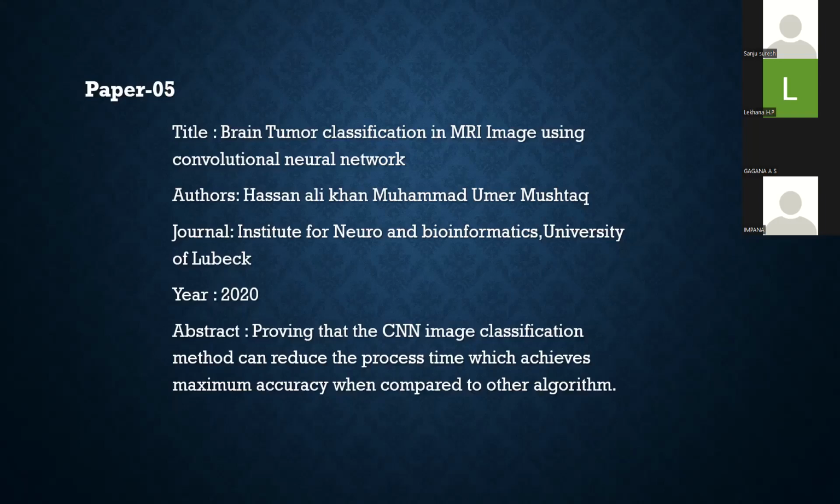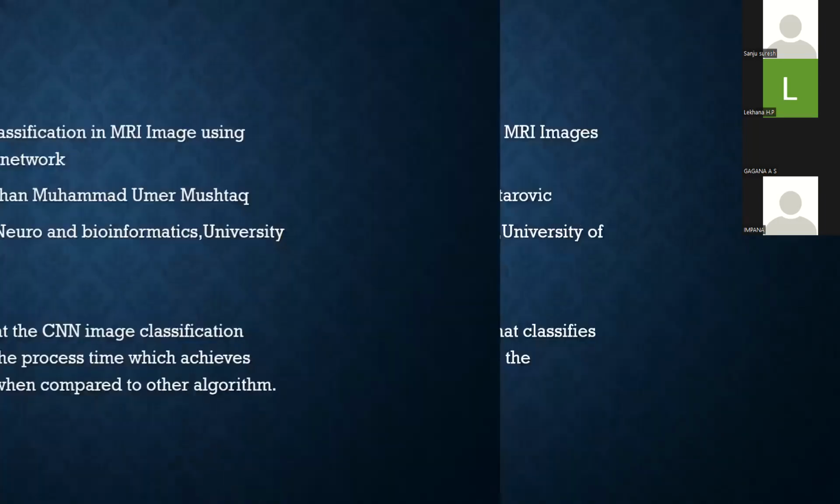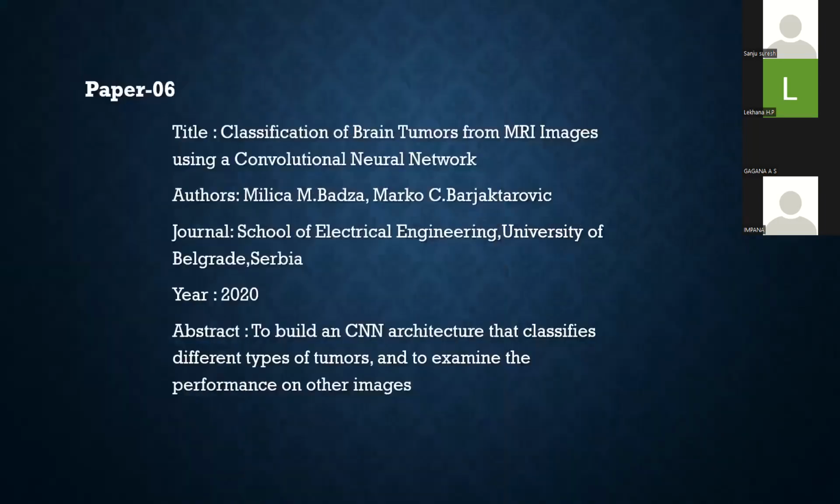Moving to the next paper, the title is Classification of Brain Tumors from MRI Images Using a Convolutional Neural Network. In this paper, the objective planned by the author is to present a new CNN architecture for brain tumor classification and to test the network performance using several approaches. A comparison with the comparable state-of-the-art method is also done here.